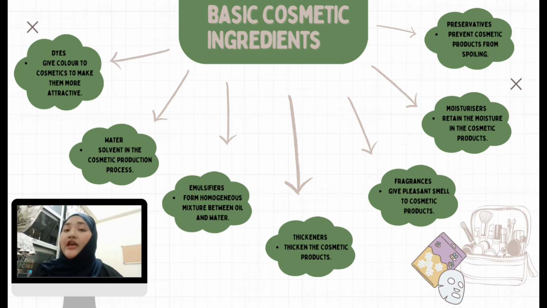Here are the basic ingredients in cosmetics. Dye gives color to cosmetics to make them more attractive, and water is a solvent in the cosmetic production process. An emulsifier forms a homogeneous mixture between oil and water. Thickener thickens the cosmetic product. Fragrance gives a pleasant smell to cosmetics, such as perfume. A moisturizer retains moisture in the cosmetic product, such as in our foundation. And lastly, preservative prevents the cosmetic product from spoiling.